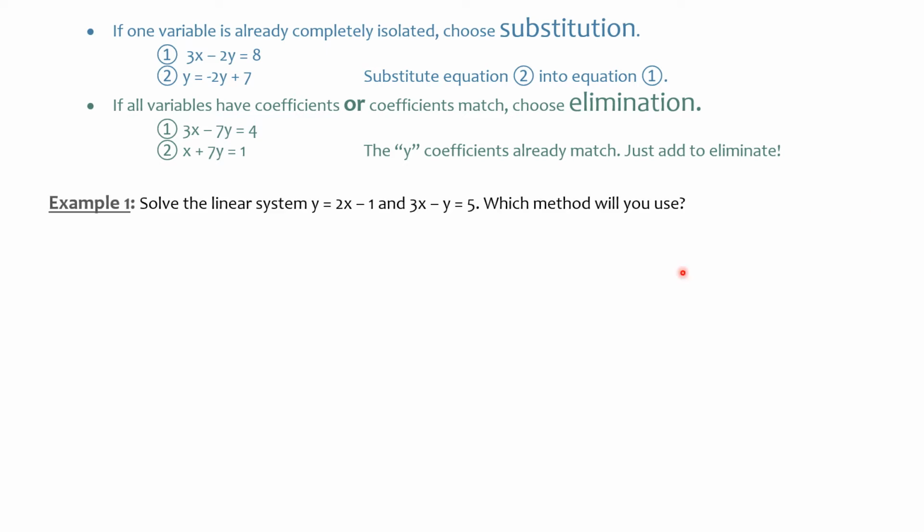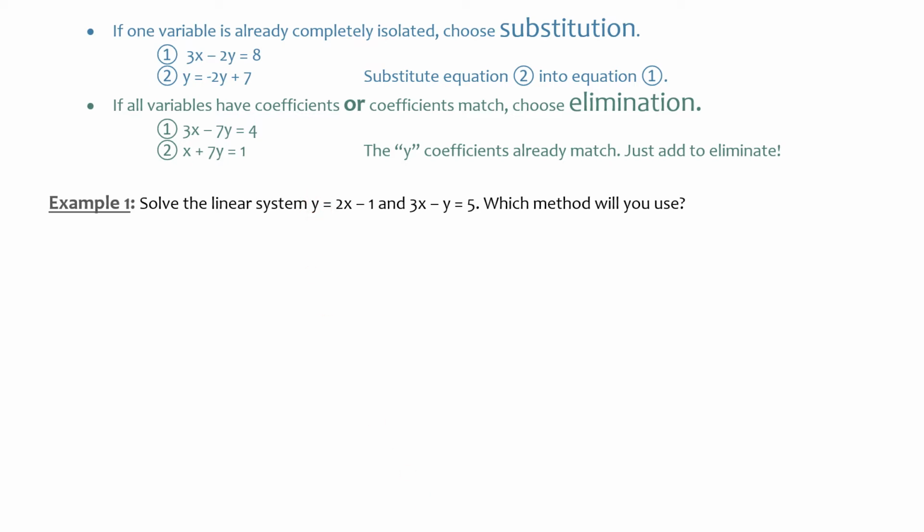This example we're going to do, solve the linear system. Remember, solve a linear system means find a point of intersection. We've got two lines here, and we'll have to first decide which one we're going to use. So substitution, I think, is a little easier than elimination. So let's see if we can do that. Do we have one variable already completely isolated? Yes, we do. So let's do substitution here.